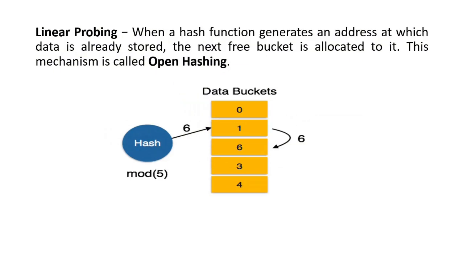And linear probing is also called open hashing. This is another way of avoiding the collision. So with buckets 0, 1, 2 full, we need to search for the next free bucket which is empty, and then that bucket is allocated. For example, we need to insert the value 6 in the first position, but that bucket is full. So we insert it in the next free position, so 6 is inserted in the second bucket. So this is how the hashing is done.